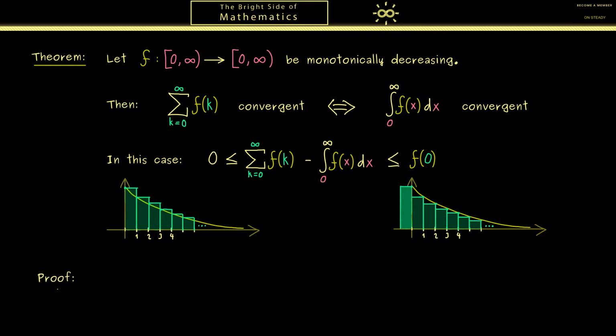Still, it's a good thing that we already have the ideas we need. For example, we know that f is monotonically decreasing. From this we can conclude that for all k greater than or equal to 1, we have that f of k is less or equal than f of k minus 1. Moreover, all other points x between k minus 1 and k also fulfill this inequality. So we immediately get this from the monotonicity.